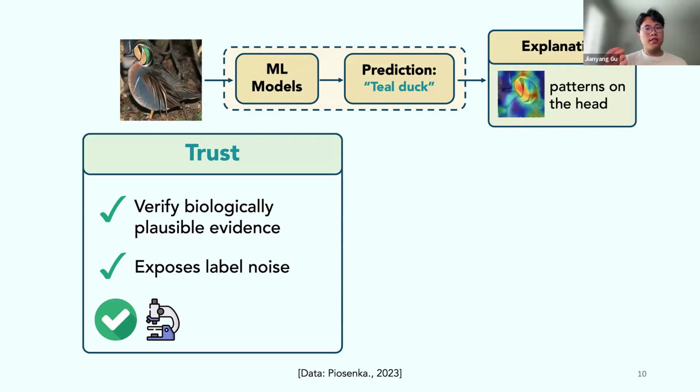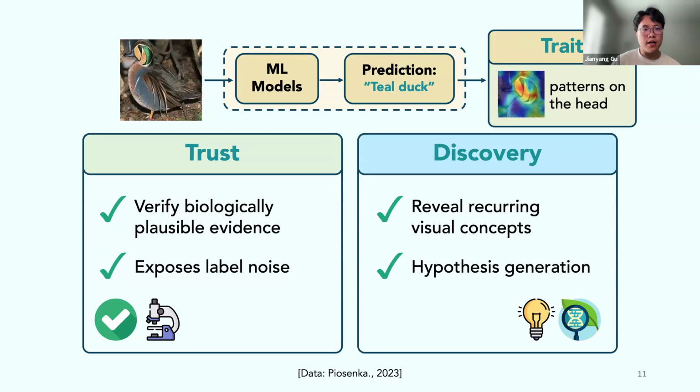So we would want an explanation of why the model thinks it is a tail duck. This why explanation is necessary because it lets us verify whether the prediction is supported by some biologically plausible evidence, for example, the patterns on the head, rather than the background environment. And more importantly, if we consistently identify a visual pattern across samples of a specific species, the pattern can potentially be treated as an explicit trait.